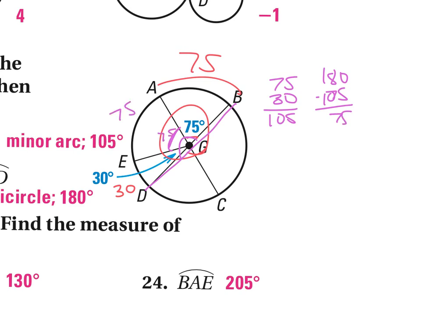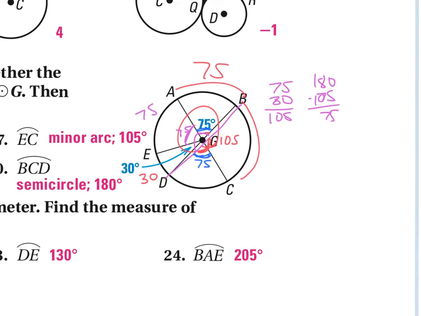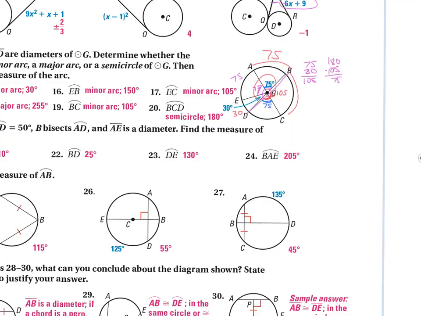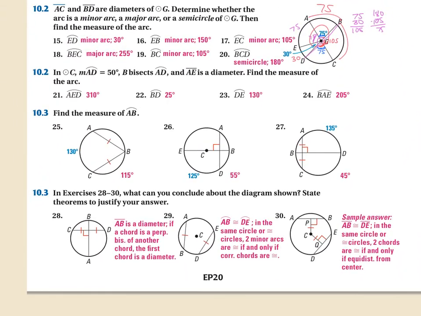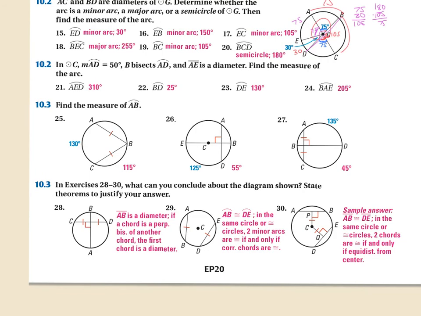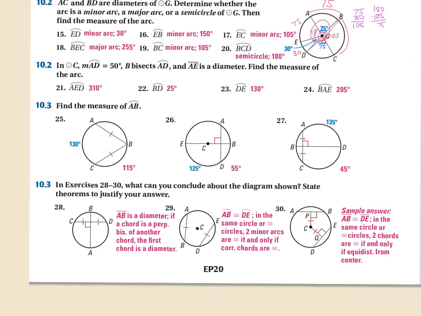And then vertical angles still apply in a circle. So if that's 75, then that's 75. And then there's only two angles on this side. So 180 minus 75 would give you 105 here, which gives you that angle. So you've just got to work through the properties of central angles for that stuff. Same thing for 10.2. That's just like drawing a diagram.